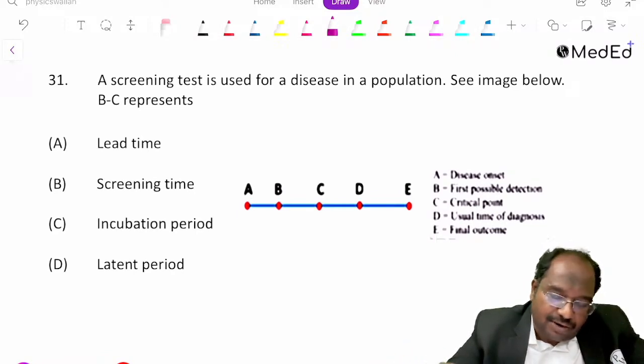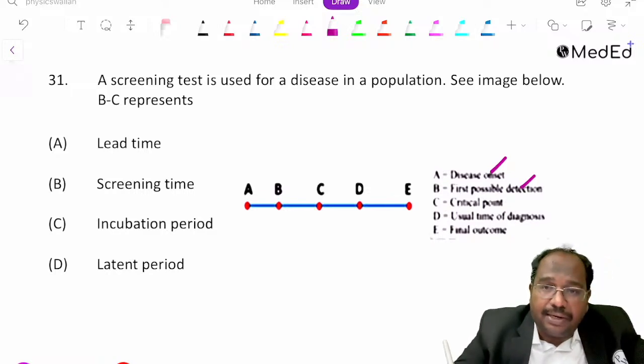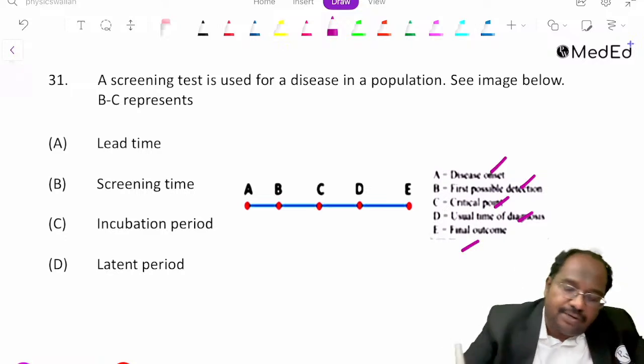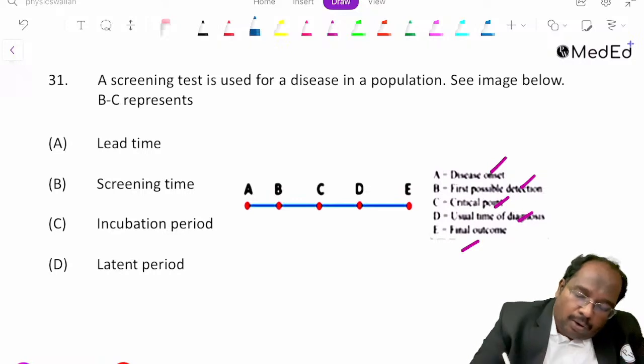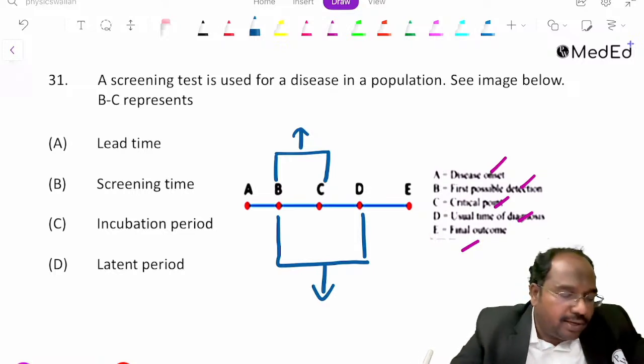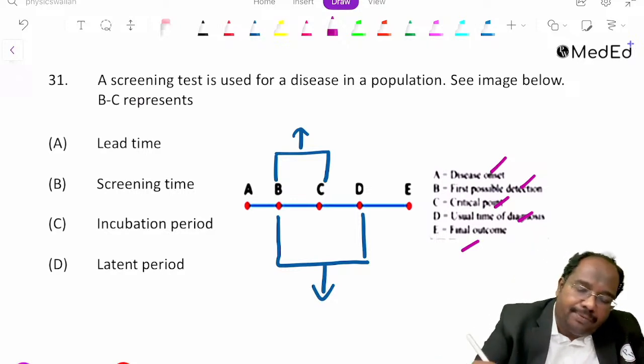So this is the natural history of disease. A point is disease onset, B point is first possible point of detection, C point is critical point of diagnosis, D is usual time of diagnosis, and E is outcome. Now the question they are asking is, what are these two points? And second, what is the gap between these two? Only 2-3 questions come from this topic in your exams. One is this, the second one between B and D.